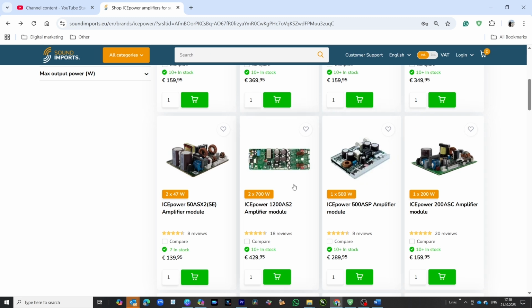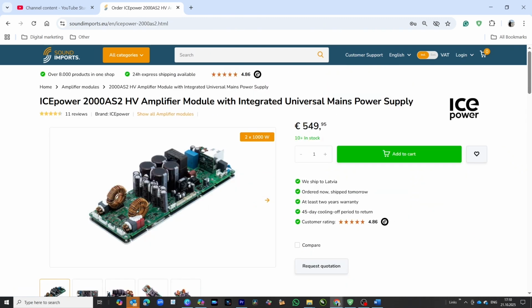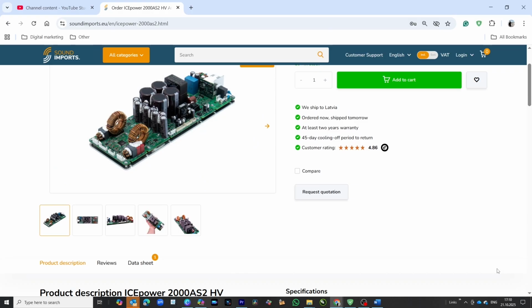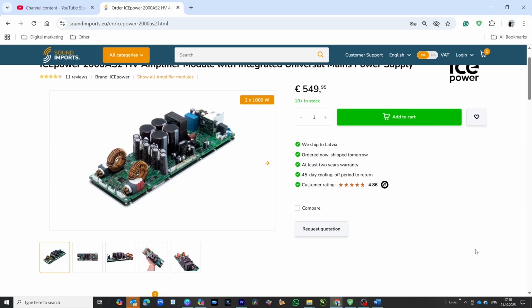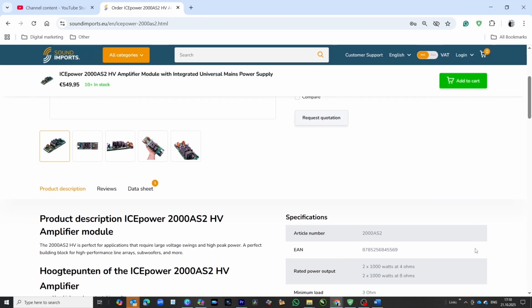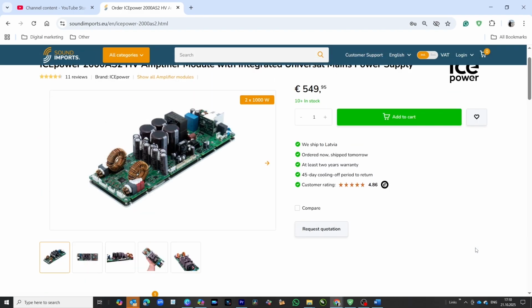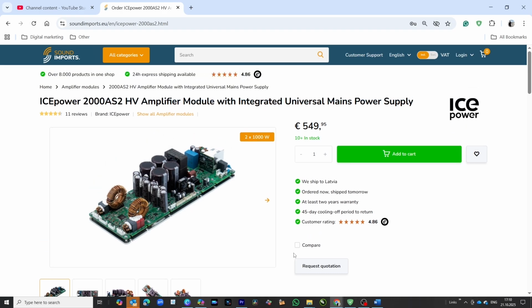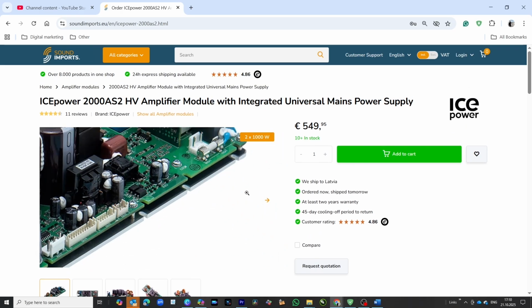Actually, there is an elder brother. For 100 euros more, you can buy a kilowatt per channel amplifier. No, come on, impossible. A kilowatt per channel, this is for Macintosh, this is a cubic meter of metal. Come on, 60 kilograms.